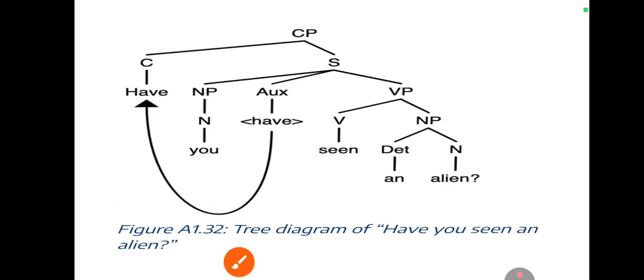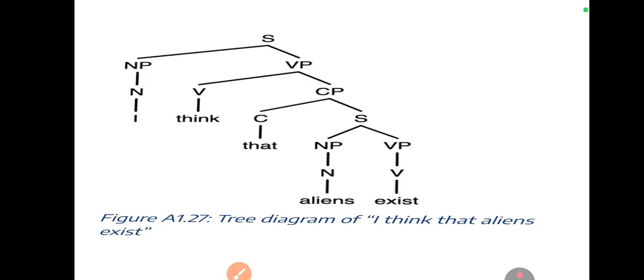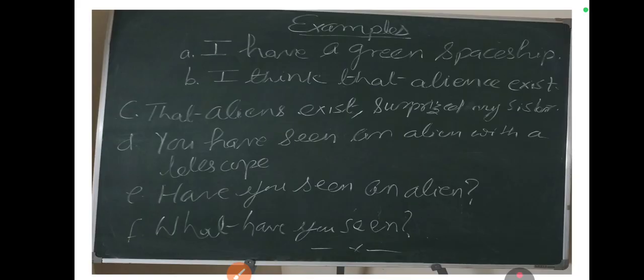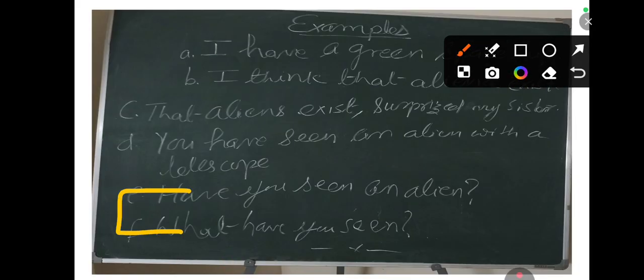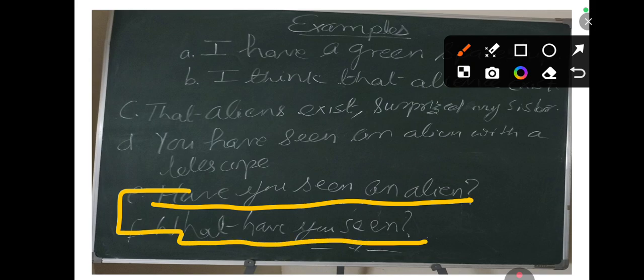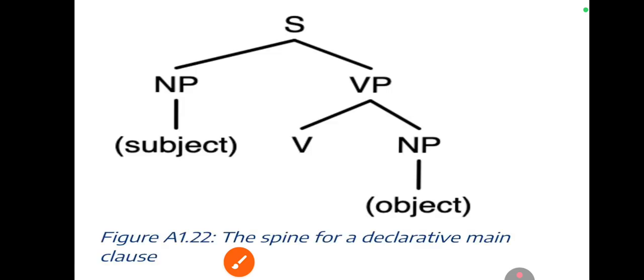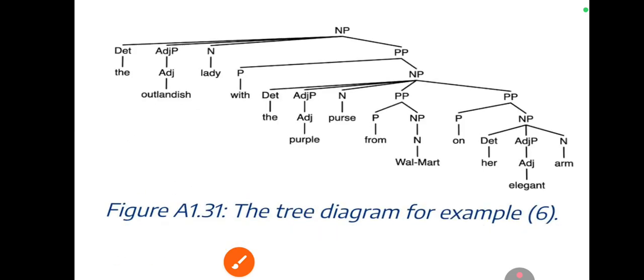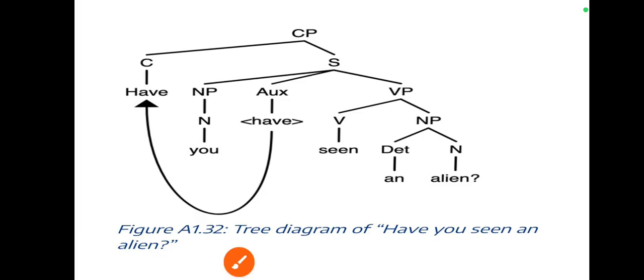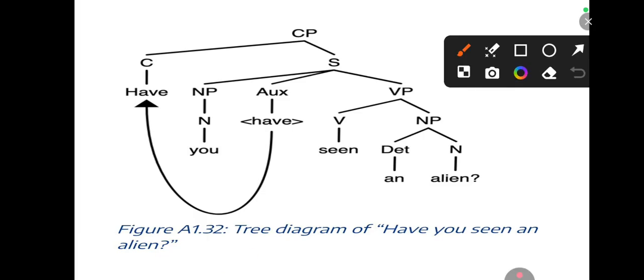Now, at last we have seen in the board work, I told you these are the two sentences: Have you seen an alien, and what have you seen? So for such questions, let us see how questions are analyzed this way. That is, have you seen the alien? So that's a clause phrase. And "have", that's a complement. Okay, so that's a complement.